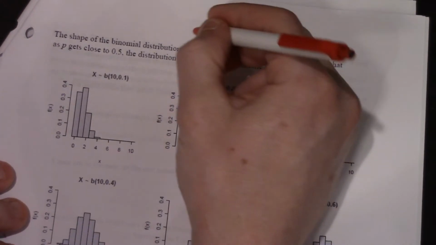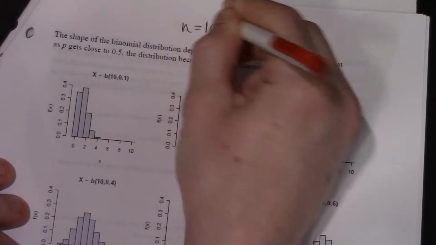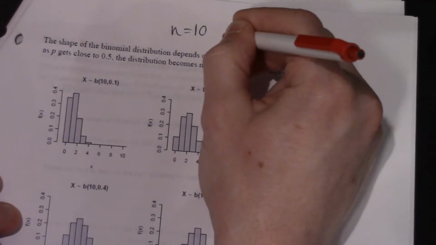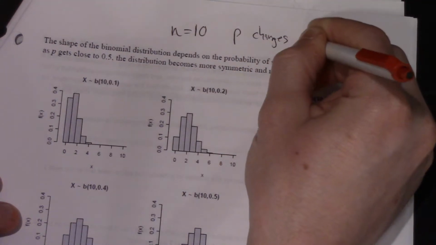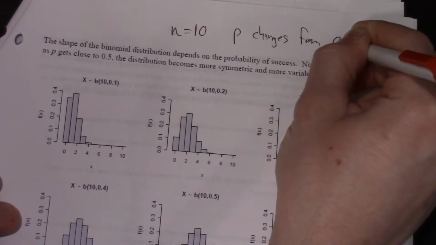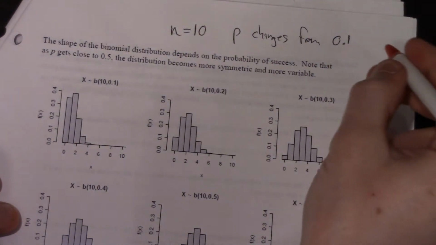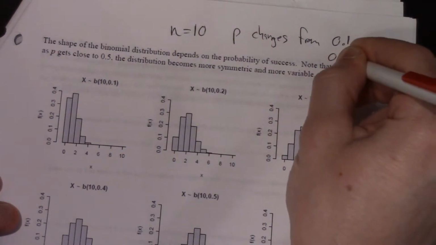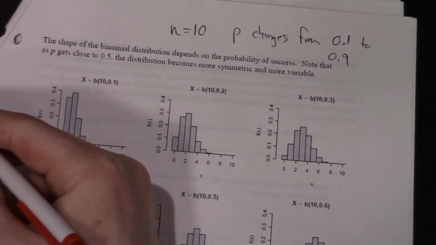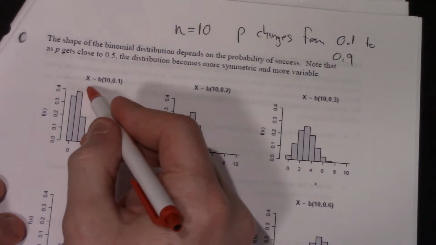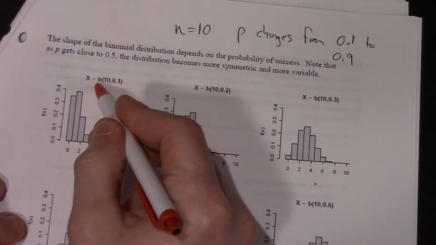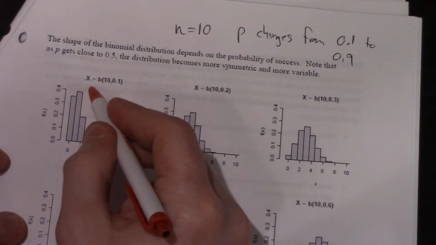So in these 9 examples, they're almost all the same. In all of these, we're going to have 10 trials, but we're going to change p, the probability of success. So it's going to change from 0.1, so a 10% chance of success, to 0.9, a 90% chance of success. So maybe the first thing to look at is this weird statement here.